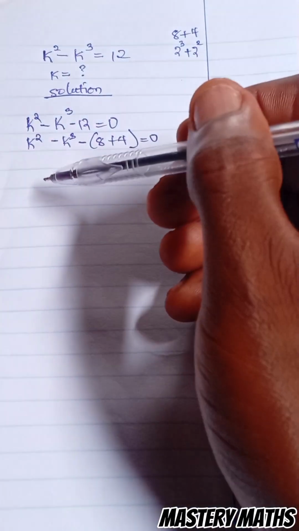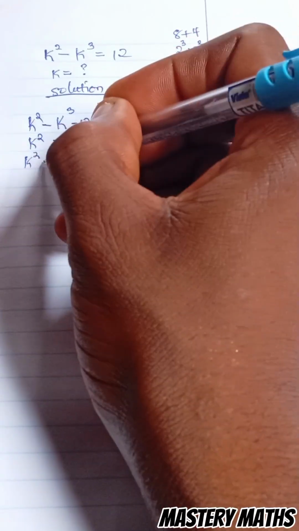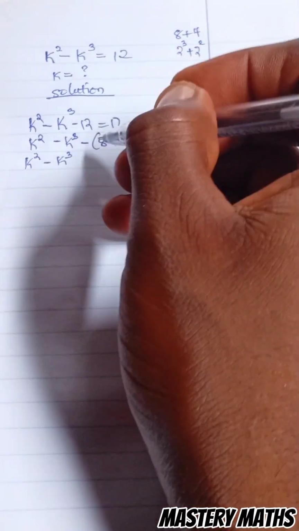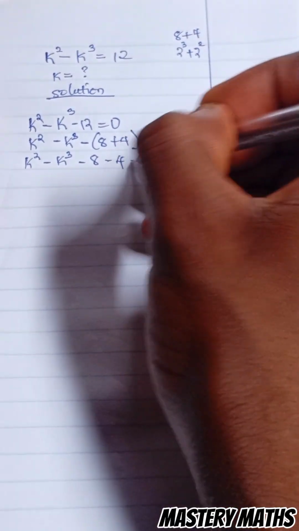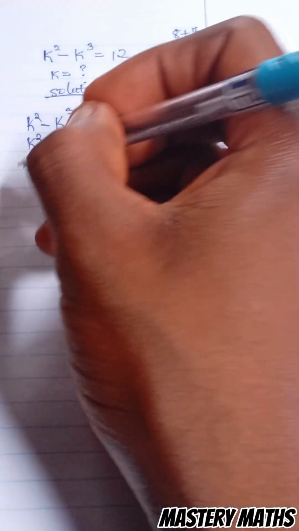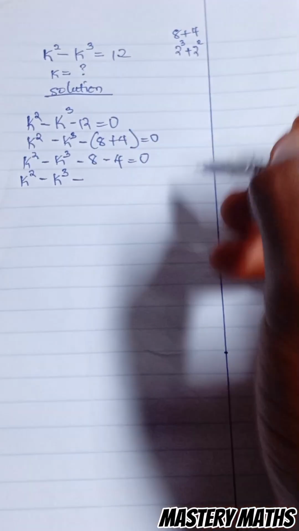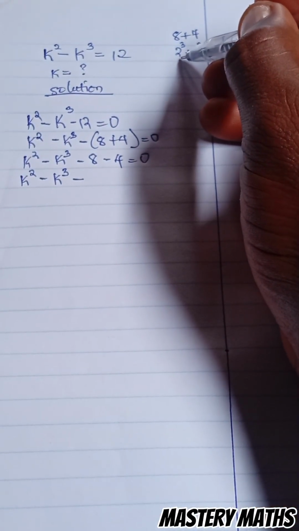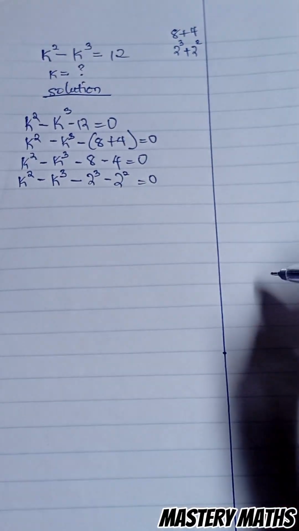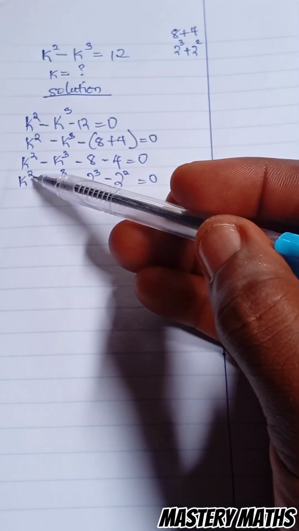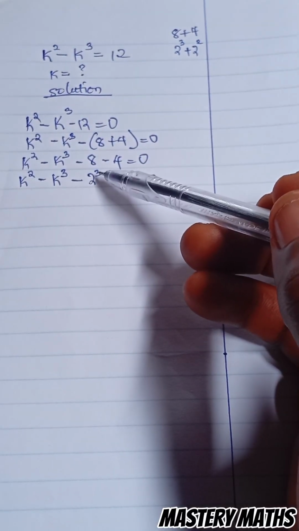Now what we're going to do is replace this. In order to replace that, we bring down our k², then minus k³. See it now? Now bring down our minus 8 minus 4 equal to 0. After that, we replace it by saying k² minus k³, then minus 2³, which represents the 8, minus 2² which represents the 4, equal to 0. If you see now, they are the same: k² and 2², k³ and 2³, having the same thing.